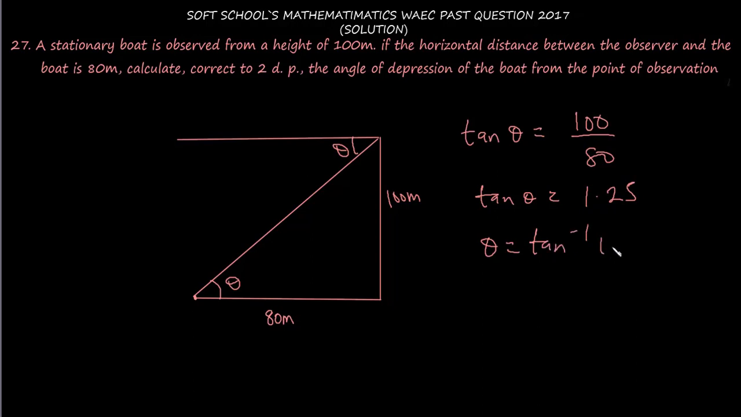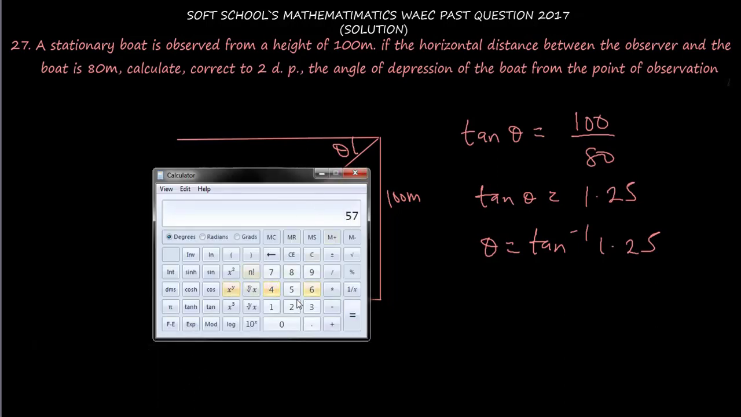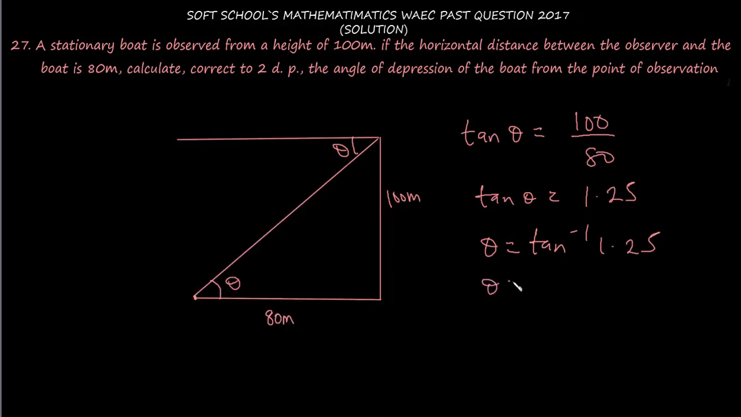So your theta is inverse of tan 1.25. Let's look at our calculator. So we say 1.25, inverse of tan. So the answer is 51.340. So theta is 51.340. Since it is to 2 dp, the answer is 51.34.